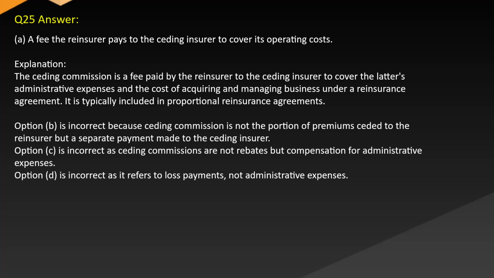Option B is incorrect because ceding commission is not the portion of premium ceded to the reinsurer, but a separate payment made to the ceding insurer. Option C is incorrect as ceding commissions are not rebates but compensation for administrative expenses. Option D is incorrect as it refers to loss payments, not administrative expenses.